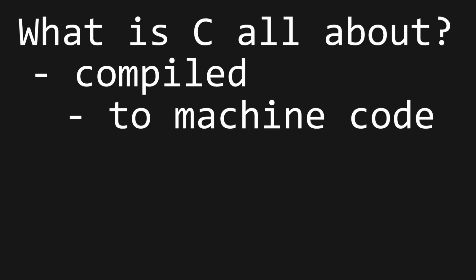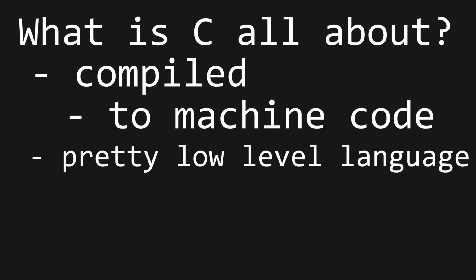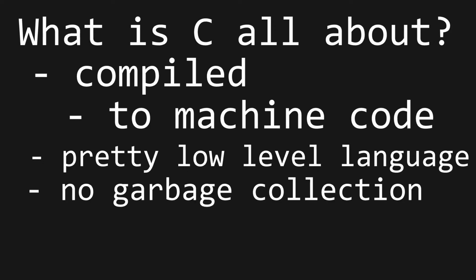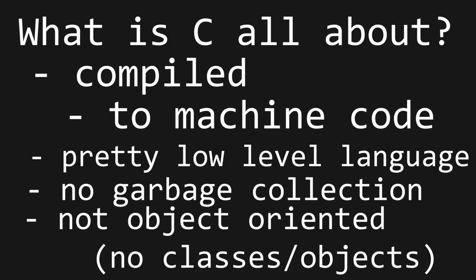Also, C is a pretty low-level language, which means the machine code resulting from its compilation is pretty similar to what you're going to be writing. It has no garbage collection, and it's not object-oriented, which means it has no classes or objects, as opposed to languages like Java and C++ that do.